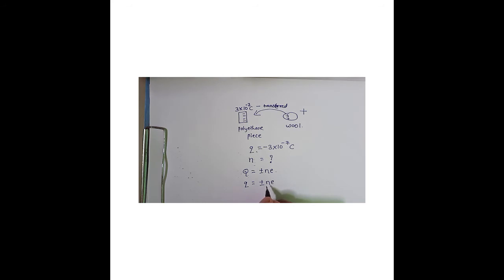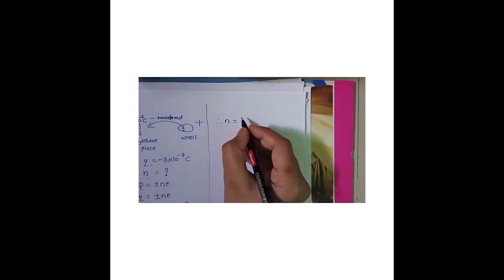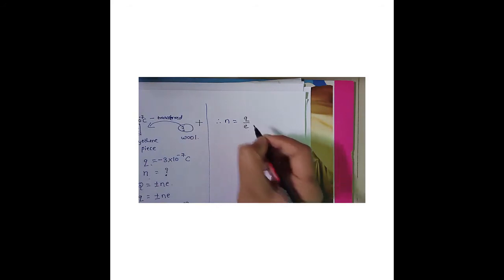And what is e here? It is the basic charge, the value of the charge: e equals 1.6 into 10 raised to minus 19 coulomb. Since it is a negative charge, here e must be taken as minus 1.6 into 10 raised to minus 19 coulomb. Now can we substitute and find n? Yes, definitely. Therefore n equals q by e. Both are negative charges, so the minus signs cancel.